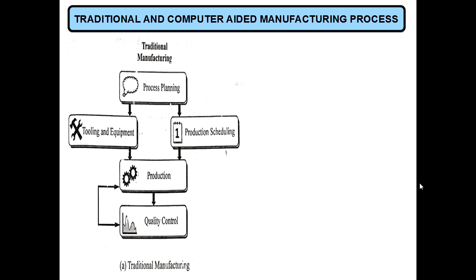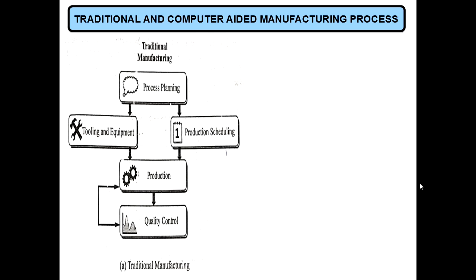Then we have the difference between traditional manufacturing and computer aided manufacturing. In traditional manufacturing, you can see that we have a different structure. The structure for the traditional manufacturing is shown in the figure. The process planning is there.